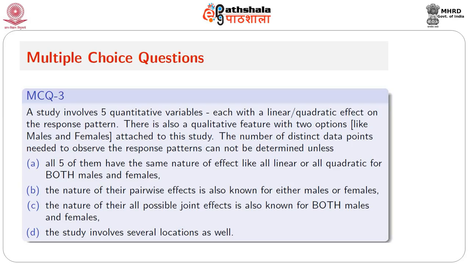The nature of their pairwise effects is also known for either males or females. The third one is the nature of their all possible joint effects is also known for both males and females. And finally, the study involves several locations. The most plausible answer is C. It is talking about the possible joint effects of all the 5 quantitative measures on both males and females. Well, that will give maximum information on the model part, and hence we can find out how many distinct data points are needed. We need more information on the nature of the surface. That is coming out of option C.